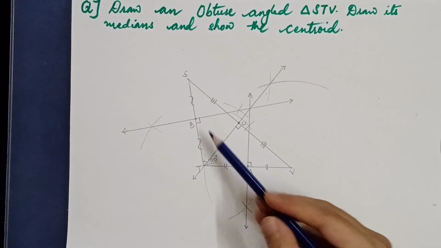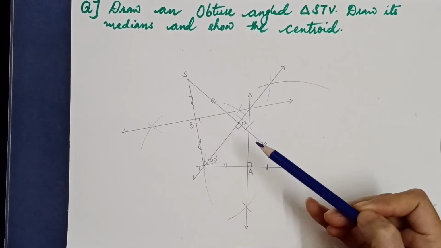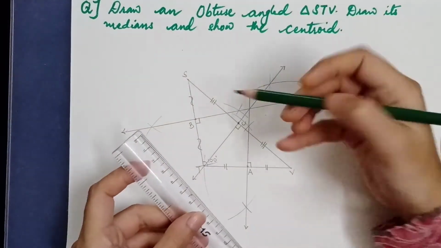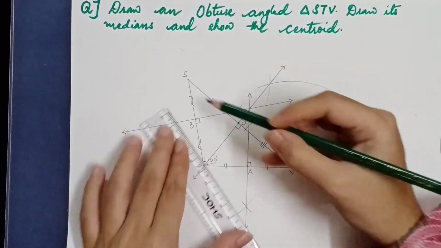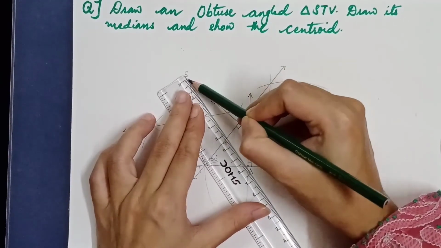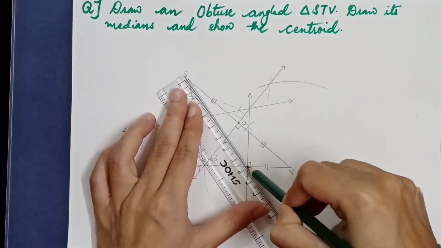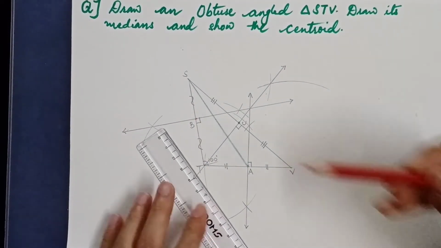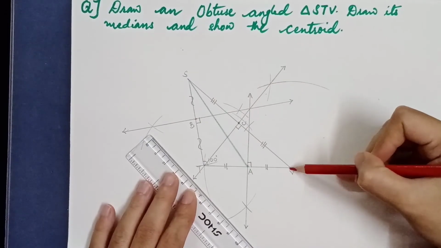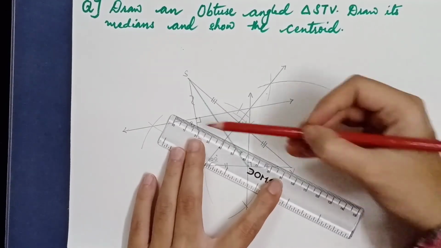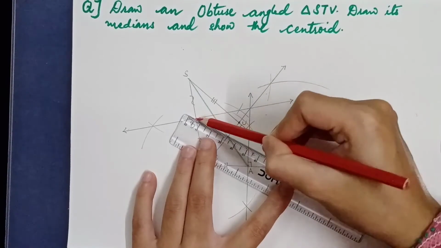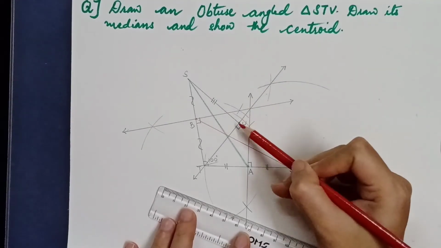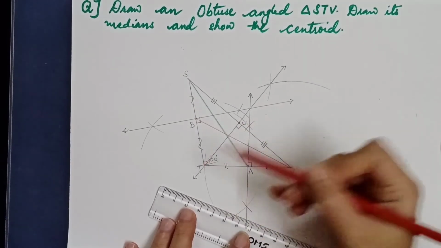Now from these midpoints, we are going to draw the medians to the opposite sides. So let us connect the vertex S with the midpoint A to get the first median. Now let us connect the point B with the vertex V to get the second median. And now the third median from the point C to the point T.